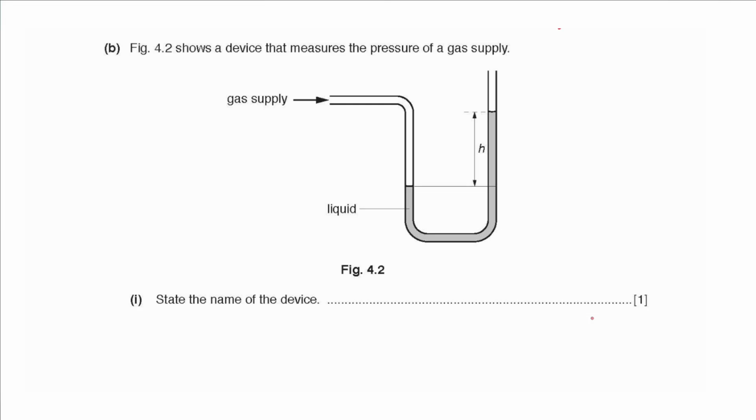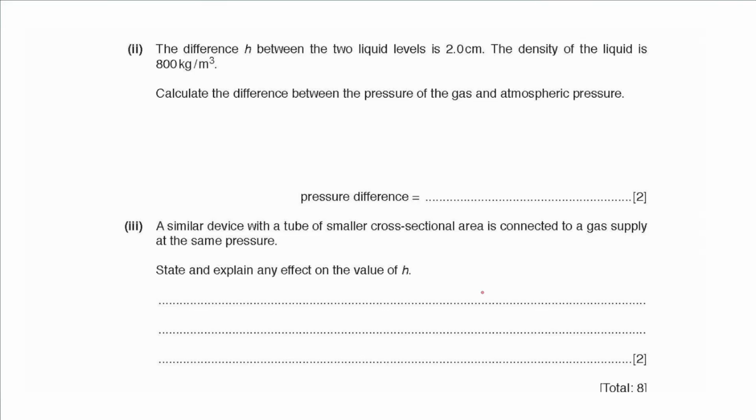It says figure 4.2 shows a device that measures the pressure of a gas supply. State the name of the device. This is a manometer. It compares the gas pressures on both sides of the tube. Part ii says the difference h between the two liquid levels is 2 centimeters. The density of the liquid is 800 kilograms per meter cubed. Calculate the difference between the pressure of the gas and the atmospheric pressure.